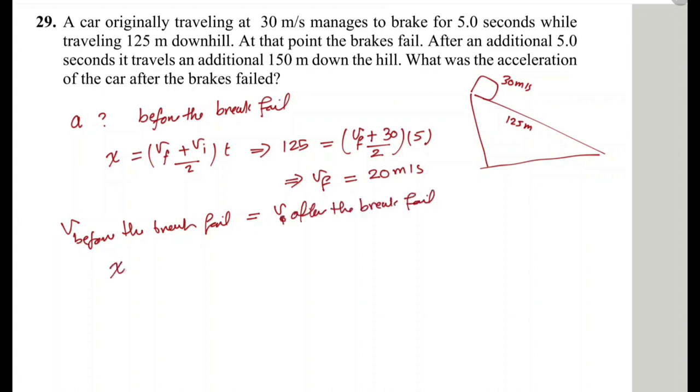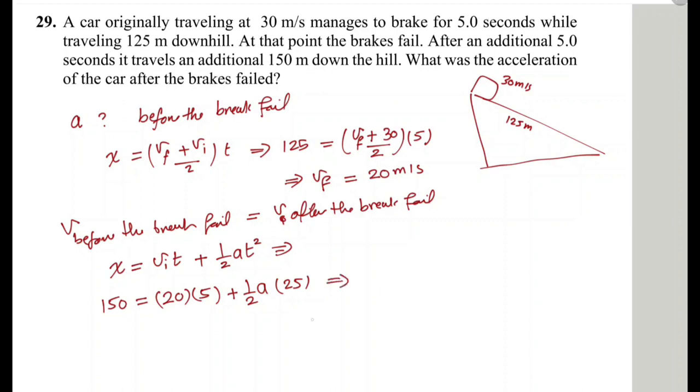In this case, x equals v initial t plus half a t squared. You substitute the numbers from the second part: 150 equals 20 times 5 plus half a times 5 squared, 25. In other words, the acceleration equals 4 meters per second squared.